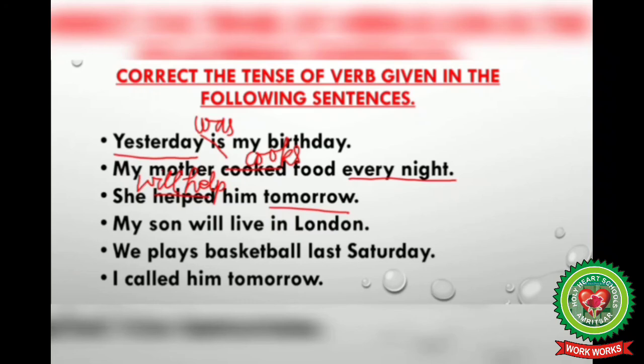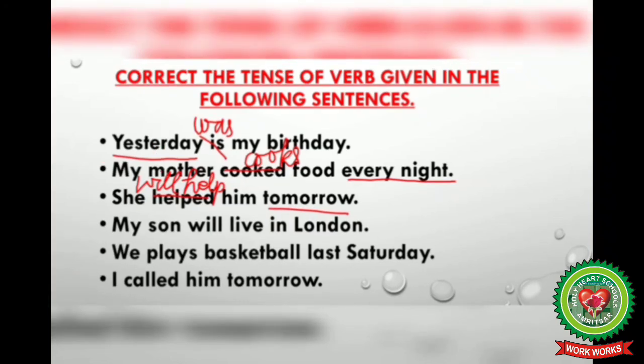Next, my son will live in London. Now, this is the current situation. So we should use present form of verb. So instead of will live, lives come. So answer is my son lives in London.